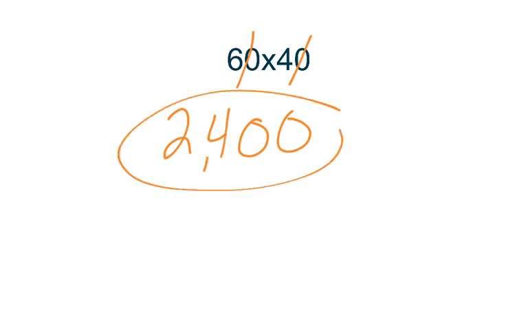Here's your next problem. Go ahead and solve this problem, 60 times 40. We're going to do the same thing here. We're going to cross out our two zeros, bring those two zeros down. 6 times 4 is 24. Our product is 2,400.